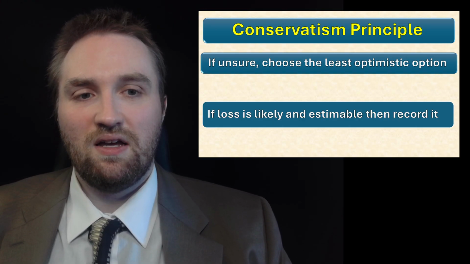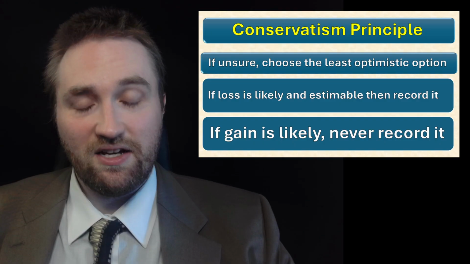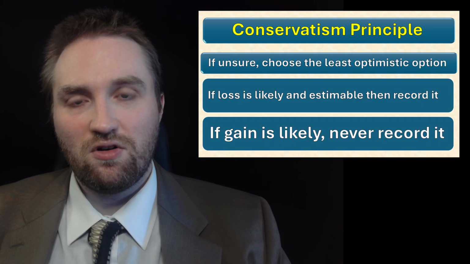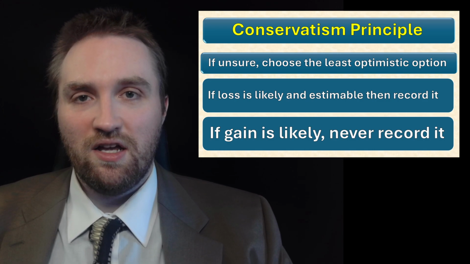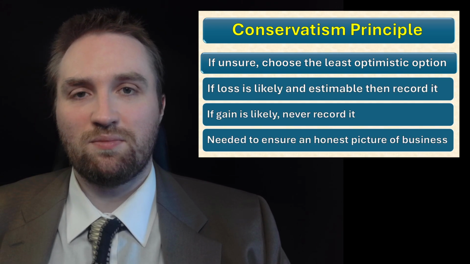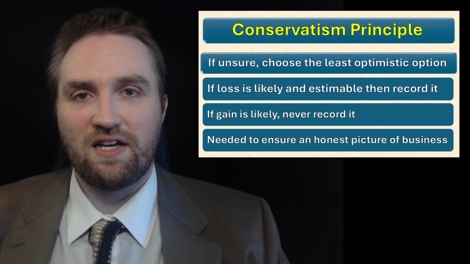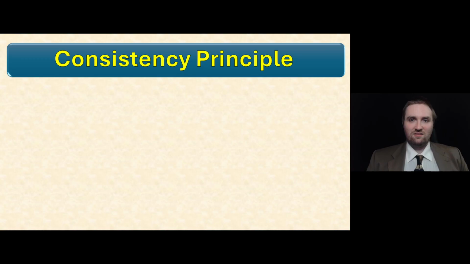Vice versa, if the business is suing somebody for a gain, they cannot record that gain until victory is either certain or it's already won, such as after a court order. In other words, you record likely losses, but you don't record likely gains. The conservatism principle is important because, by erring on the side of caution, it creates a much more honest and reliable picture of what state the business is in.